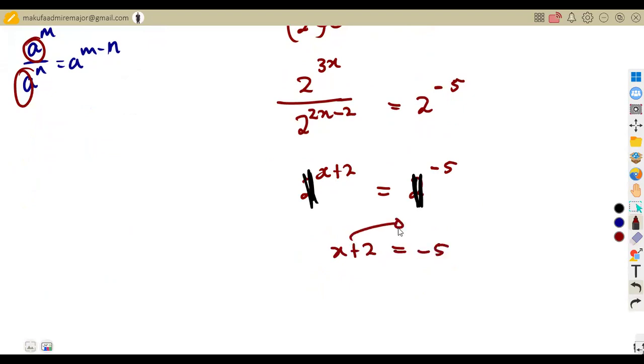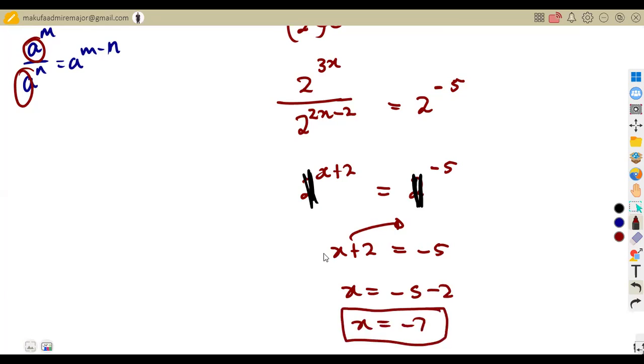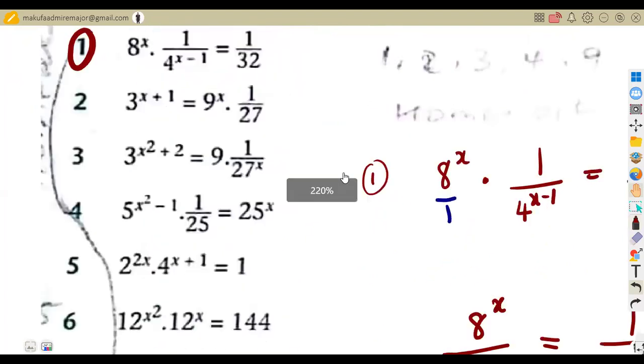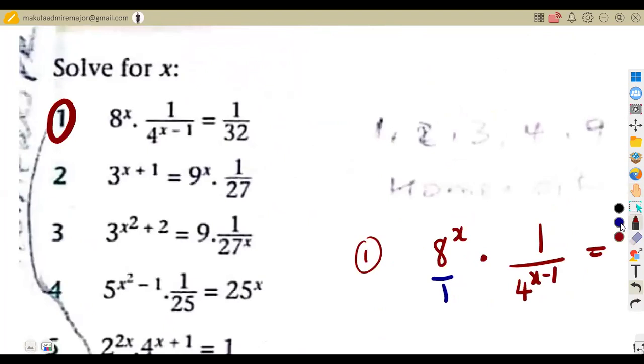So we can transpose this plus 2 to the other side. x will be equal to minus 5 minus 2. So x gives us what? A negative 7. So this is the value of x which satisfies this equation. When x is minus 7, it means that if we substitute x being minus 7 here, 8 to the exponent, remember x is minus 7, so it's going to be minus 7, times 1 over, remember x is minus 7, so it's going to be minus 7 minus 1, which is minus 8.